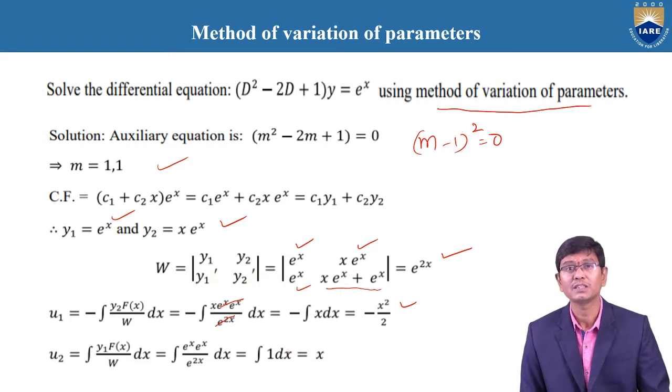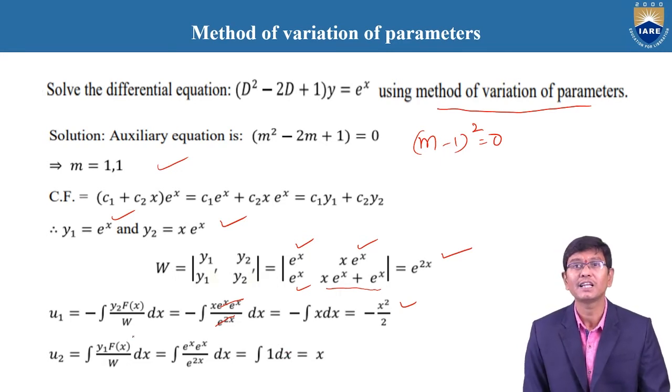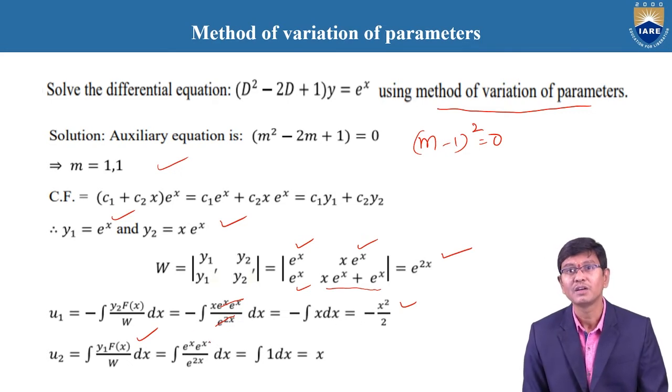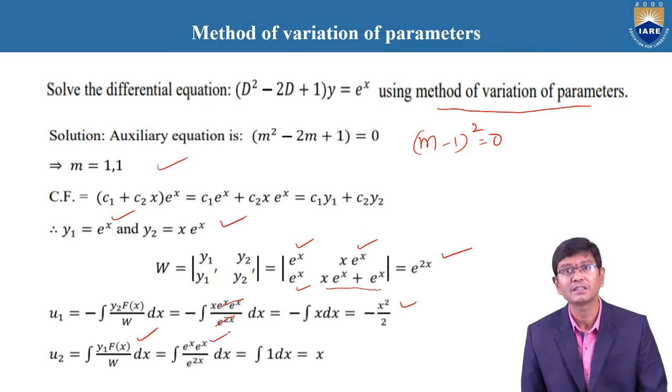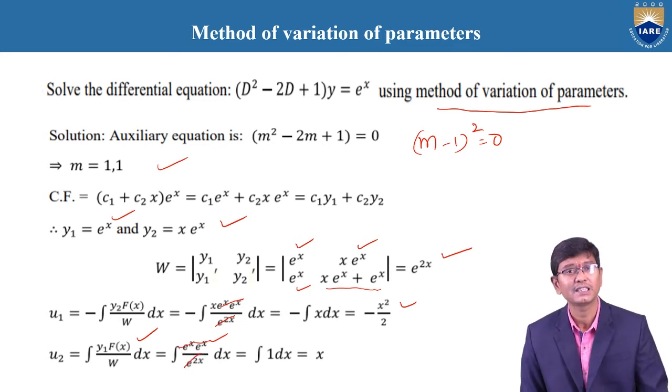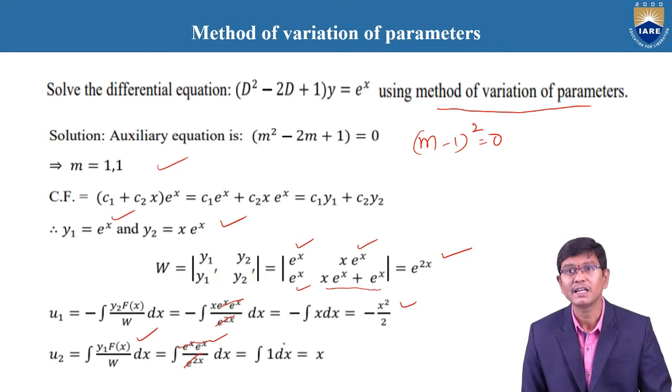Now we need to find u2. u2 is the integration of y1 into f of x by W into dx, that is the integration of e power x into e power x by e power 2x into dx. The numerator e power x into e power x is e power 2x and the denominator is also e power 2x, so both cancel. Finally, the integration of 1 into dx gives the value of u2 equal to x only.